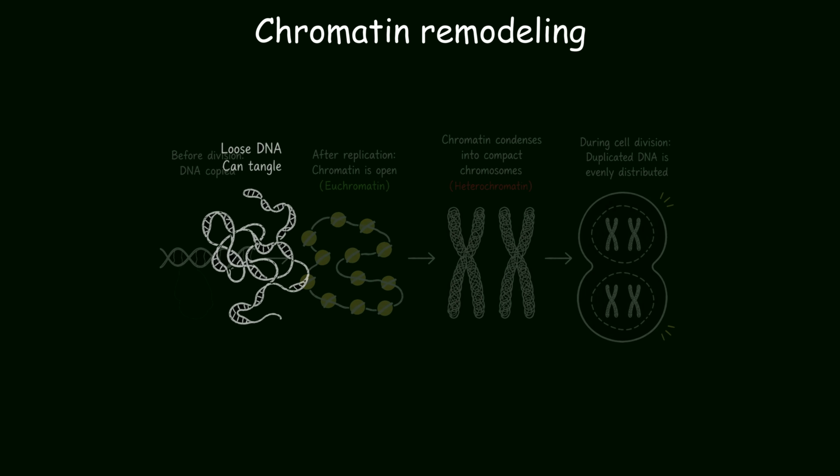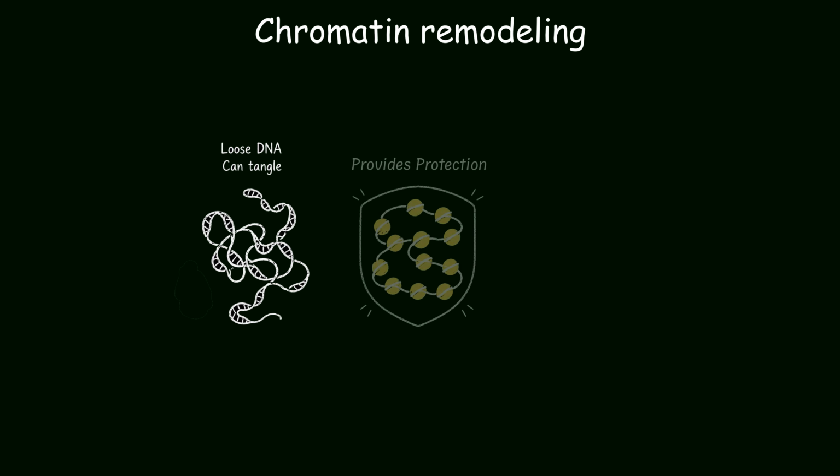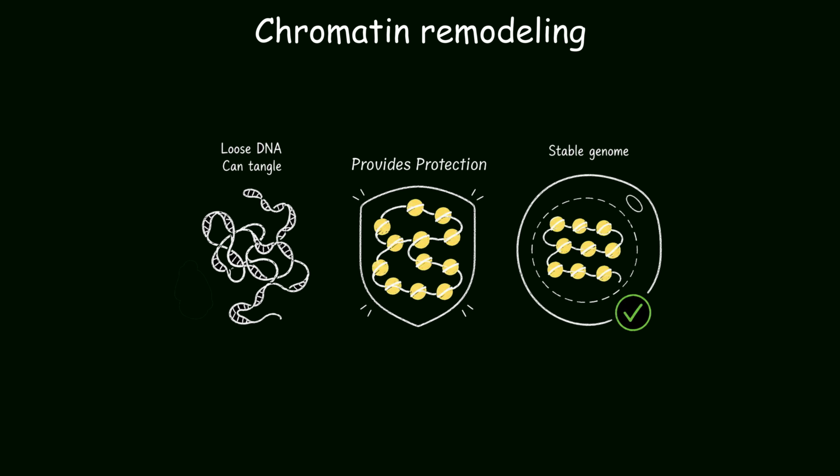Beyond controlling gene activity, chromatin provides another important benefit. It helps prevent DNA from becoming tangled and protects it from physical damage, ensuring the genome remains stable throughout the life of the cell. When chromatin structure becomes disrupted, serious diseases can develop. Mutations in proteins that regulate chromatin organization have been linked to numerous disorders, including many forms of cancer.